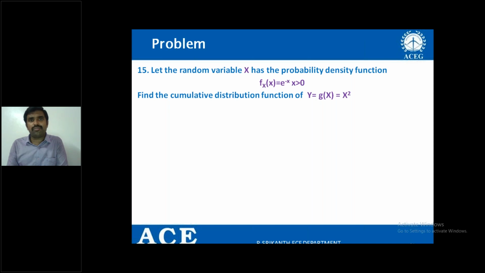Let the random variable X have the probability density function f_X(x) = e^(−x) when x is greater than 0. Find the cumulative distribution function of Y = g(X) = X². What is the relation given between the new random variable and the existing random variable? Y = X².